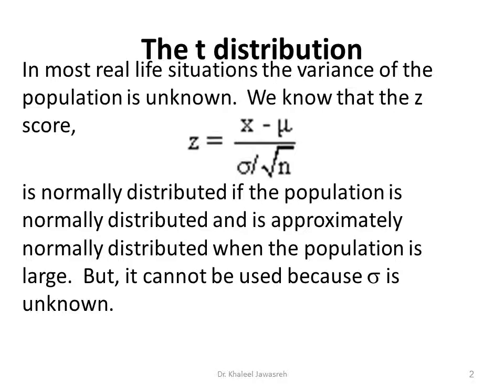From this formula, we can obtain the Z value. And this Z value is normally distributed if the population is normally distributed, and is approximately normally distributed when the population is large. But it cannot be used because sigma is unknown. This is the main situation, the main fact, that sigma is not found. How can we deal with such an unknown sigma? The unknown sigma is the main thing to be dealt with in the T distribution.